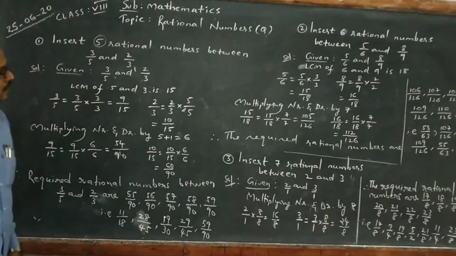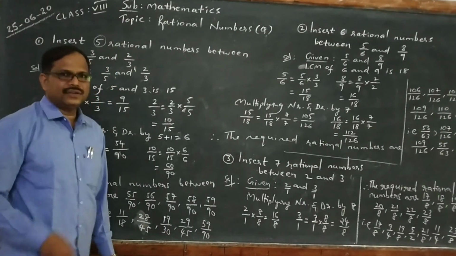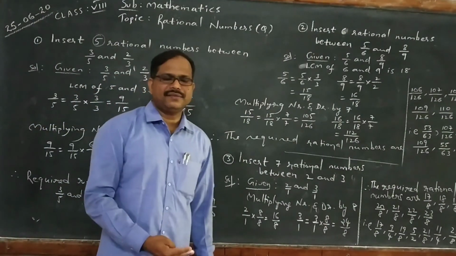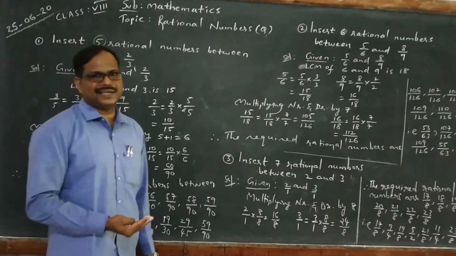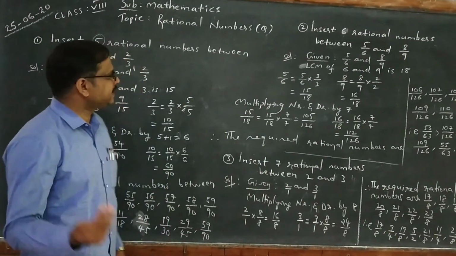Clear? This is the way to insert rational numbers between two given rational numbers. Okay? Hope it is clear.